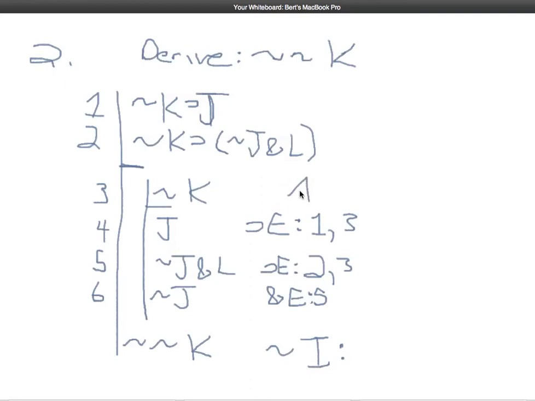Remember, we assumed not K for the purposes of introducing a negation. So now all we have left to do, now that we've gotten this contradiction, is to fill in our justification for this last line. And this will be from the subderivation from 3 to 6. Okay, so that's how you do question number 2. Now let's do question number 3. And I'll pick one more different color.